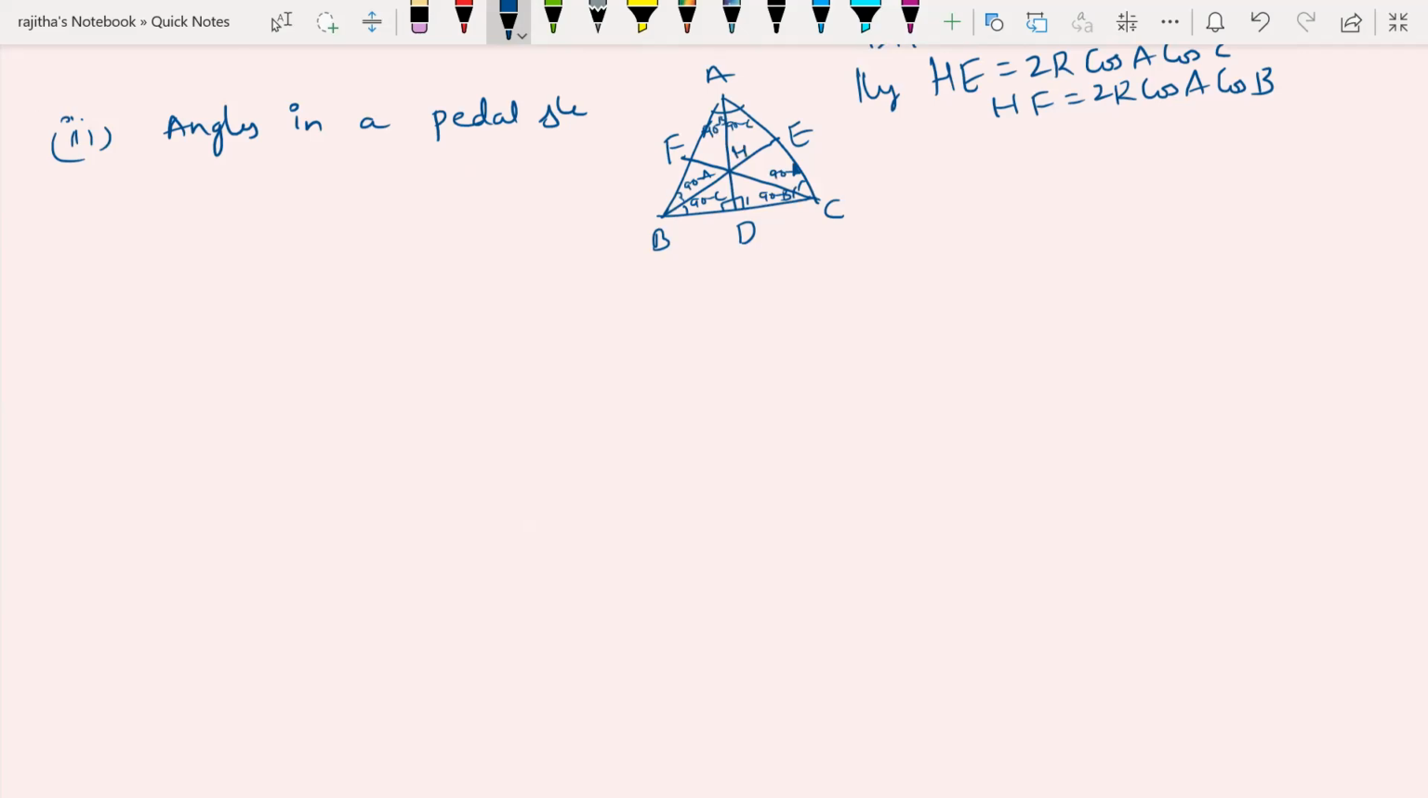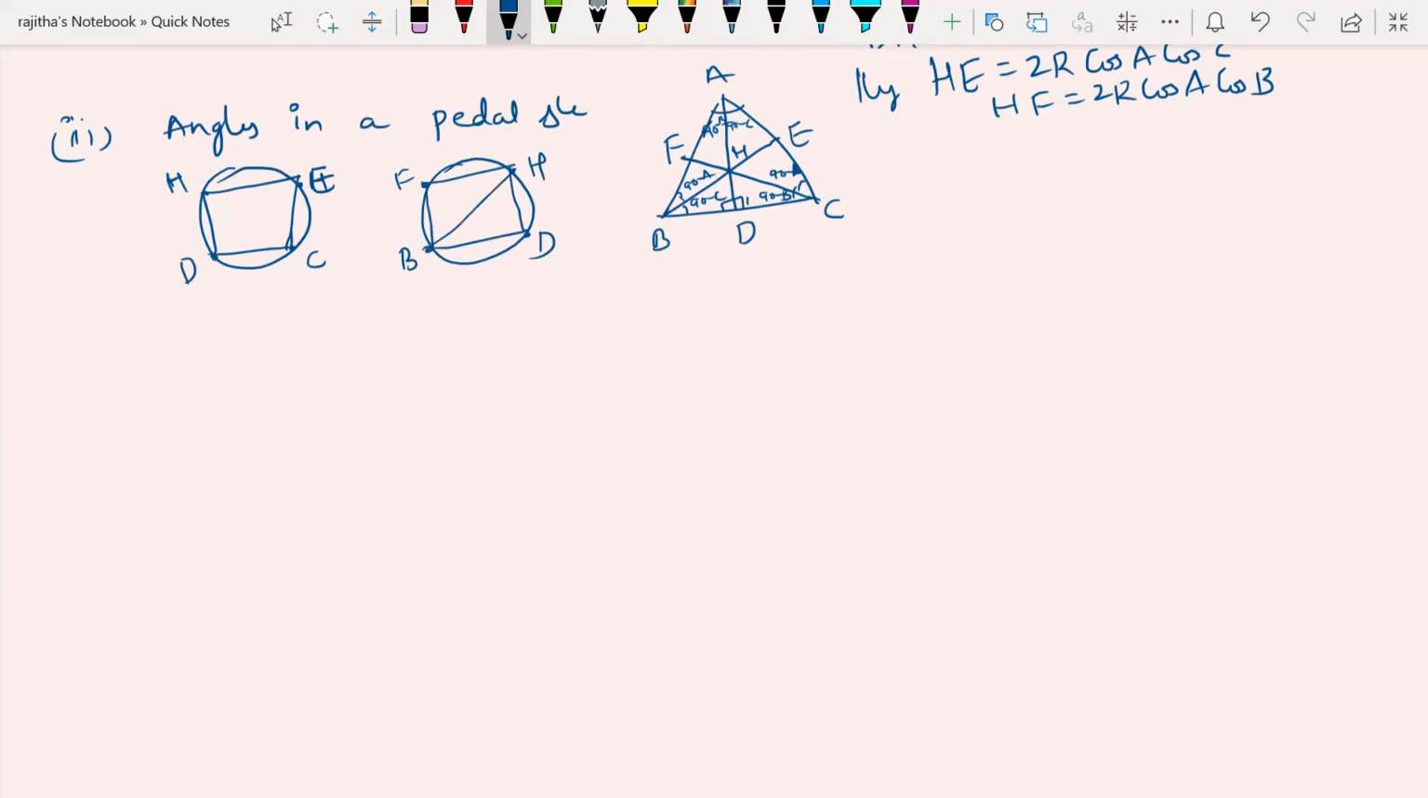So observe clearly, here is H, F, H, E, here is C, here is D. This is a cyclic quadrilateral. And one more, also observe clearly F, H, D, B. Here also it is cyclic.